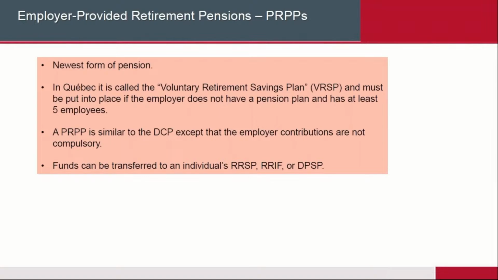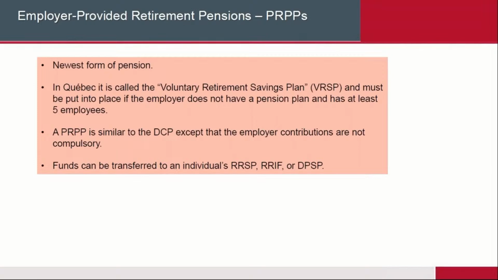It's called a voluntary retirement savings plan, and must be put into place if the employer does not have a pension plan and has at least 5 employees. A PRPP is similar to a defined contribution pension plan, except that the employer contributions are not compulsory. And the funds can be transferred to an RRSP, a RIF, or a DPSP.